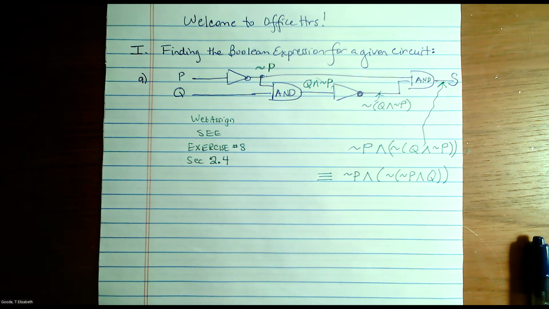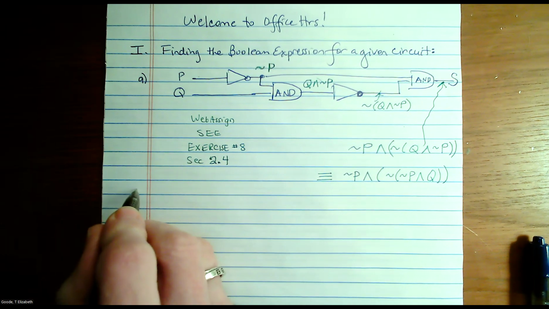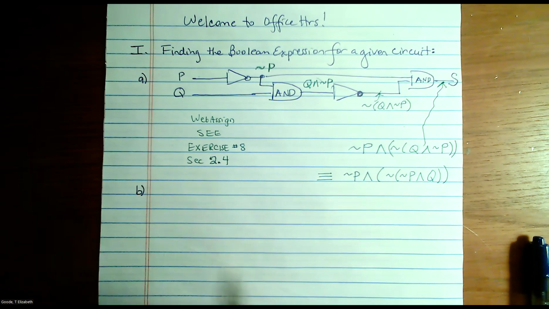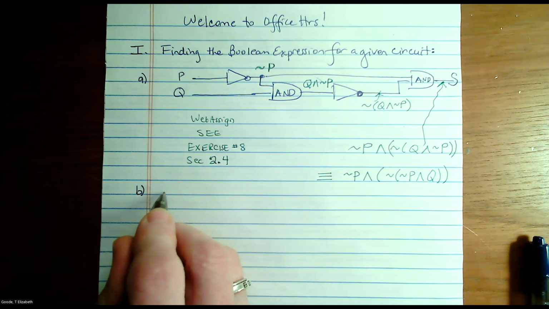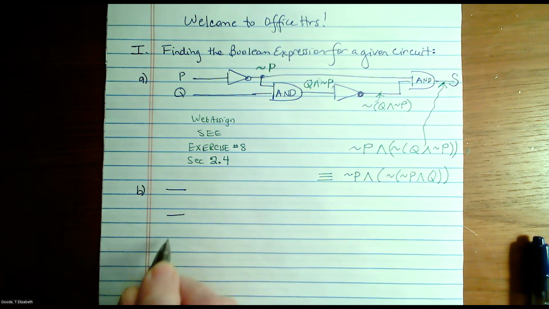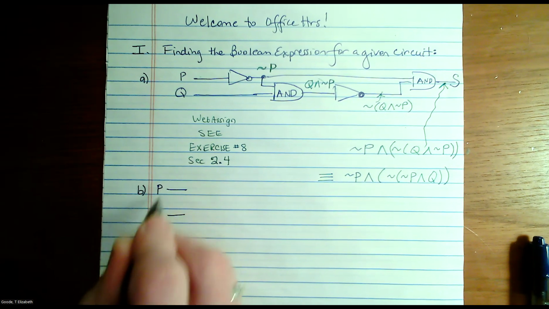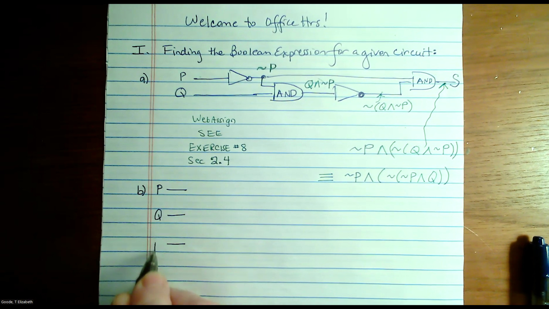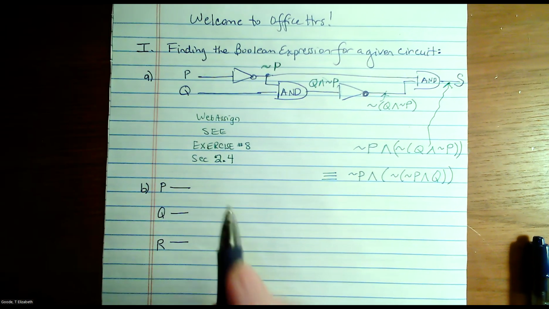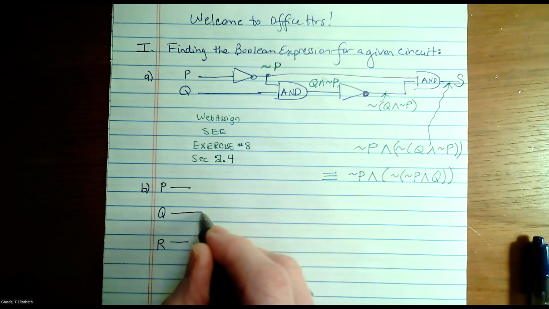Do you want to do another one? Yes, please. Let's do one with 3 input variables: a P, a Q, and an R. Okay. All right.